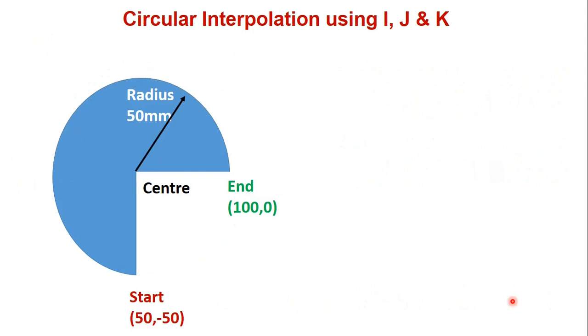Now let's see one more thing. In this example I am using almost a 270-degree arc. This is the starting point and this is the end point. For simplicity, I have given the coordinates. The starting coordinate is around 50, minus 50, and the end coordinates are 100, 100.